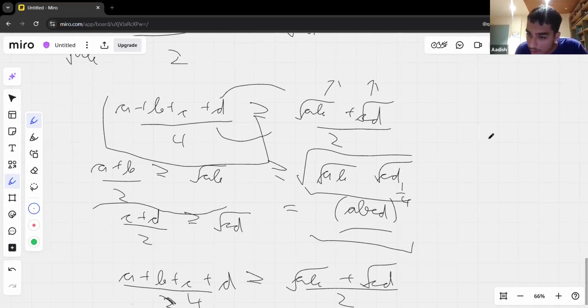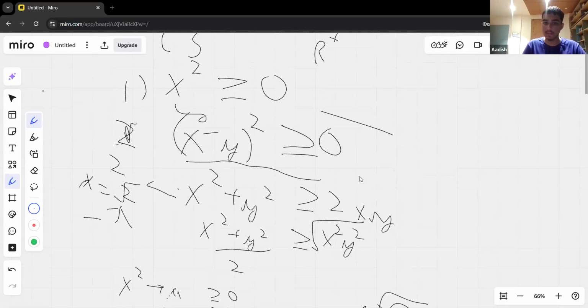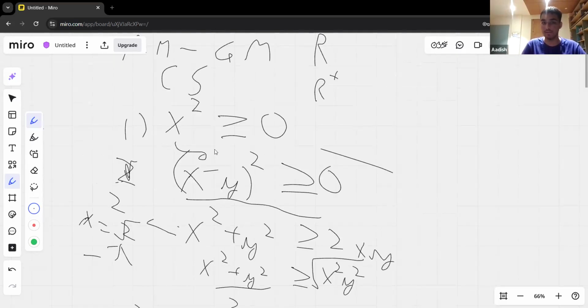Does it hold true for real numbers which are not whole numbers? Yes, it holds true for any positive real numbers, because everything stems from the fact that squares are positive. And the square of any number, even if it's not a whole number, is positive.